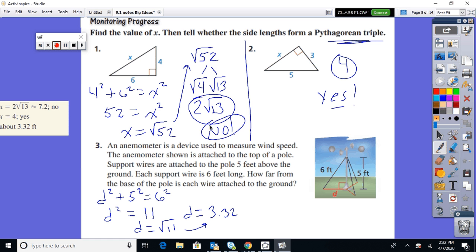The second one, oh, look at this. I see 3 and 5 as the hypotenuse. I know right away my Pythagorean triples, 3, 4, 5. I don't even have to do any work for that one.